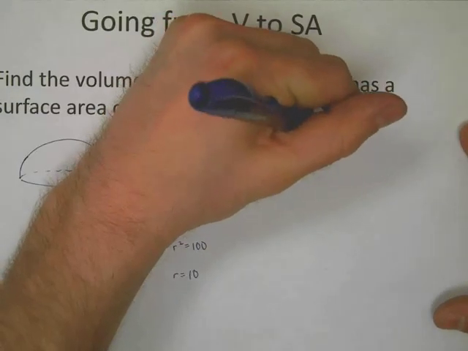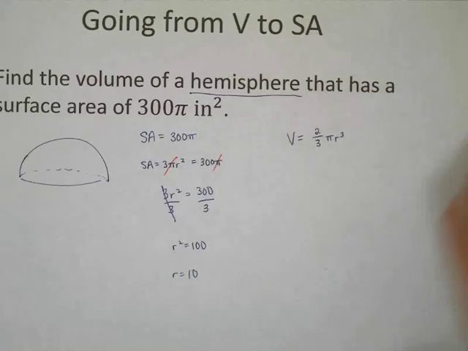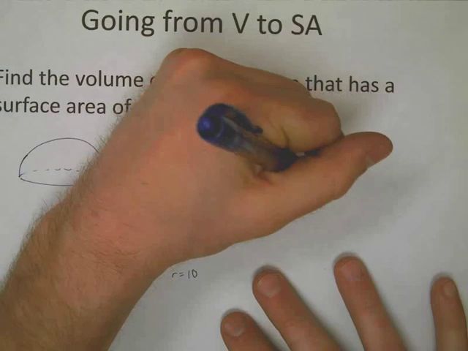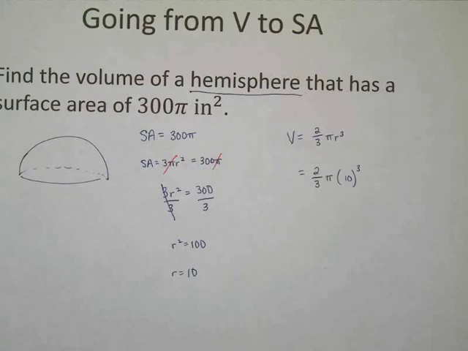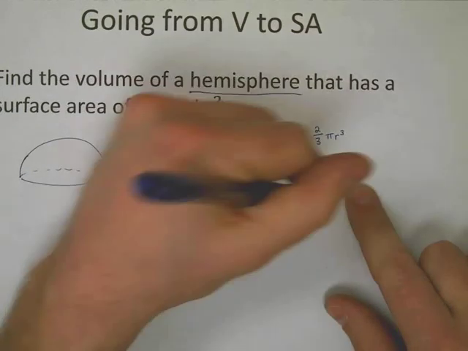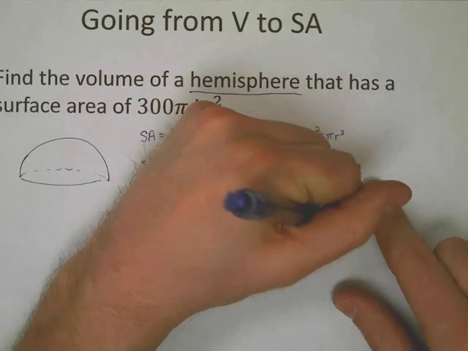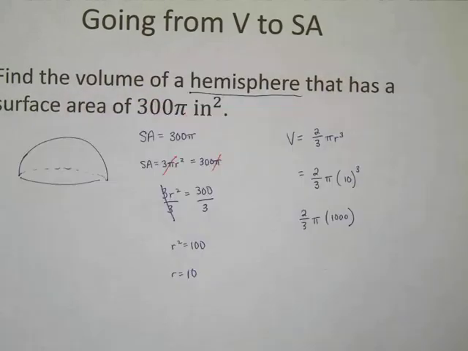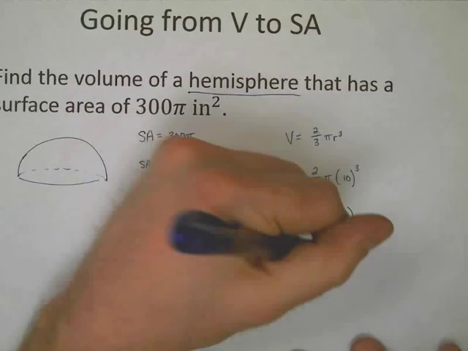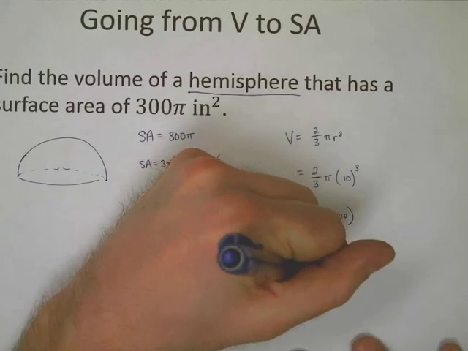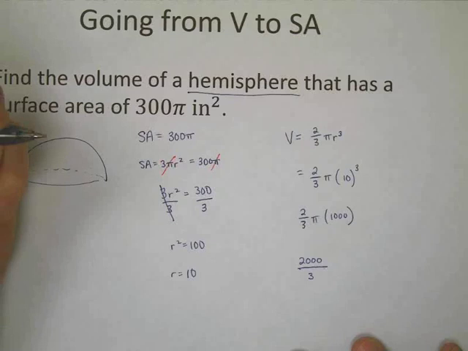Volume for a normal sphere is 4/3 pi r cubed. Because I have half of a sphere, I only have 2/3 of a pi r cubed, right? So now I know that the radius is 10. I need to take 2/3 of pi times 10 cubed. Order of operations says I do this first. 10 times 10 times 10 goes first. That's 1,000. And then I have to multiply 1,000 times 2/3. And if I do that, it turns out that it's just 2,000 over 3.